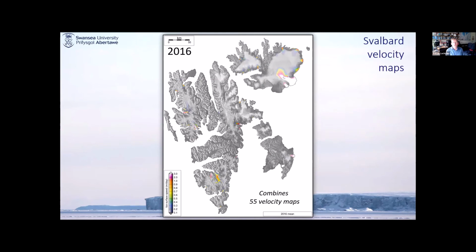Okay, now I'm going to move on to some of these Svalbard-wide velocity maps, because I think these are things of beauty in their own right.